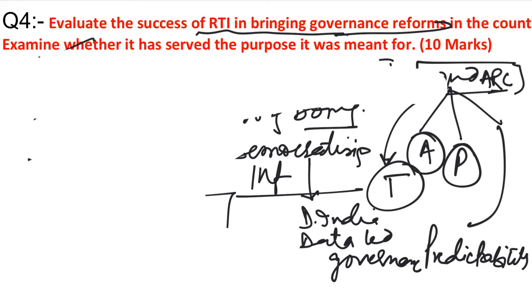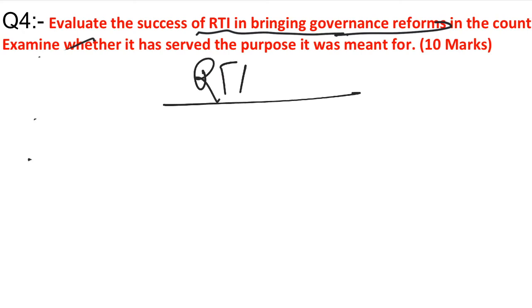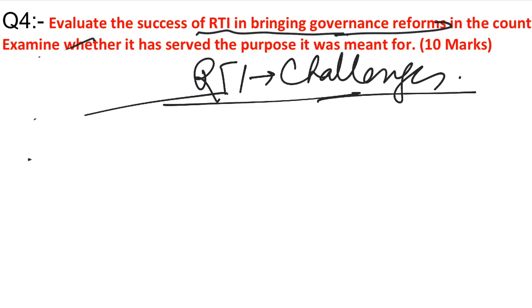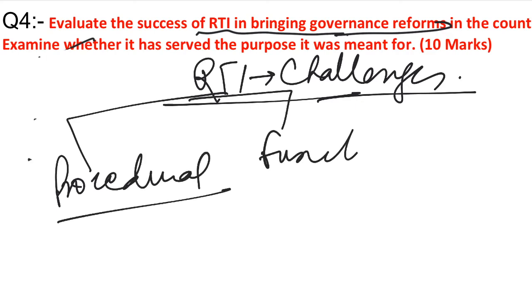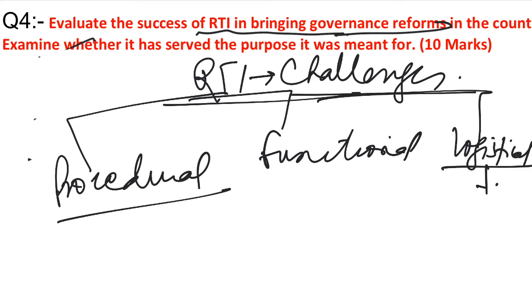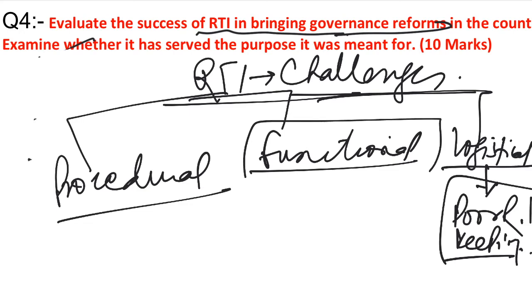Now in the examine part, you need to highlight some of the criticism of the RTI also. So basically you are putting RTI challenges, and there you can talk about the procedural challenges or the functional challenges. Then you can talk about logistical challenges. In the logistical challenges, you can talk about poor record keeping. If you do not have proper record keeping, then how can you give the information? That is the first challenge, and it is one of the obstacles in disseminating the information.